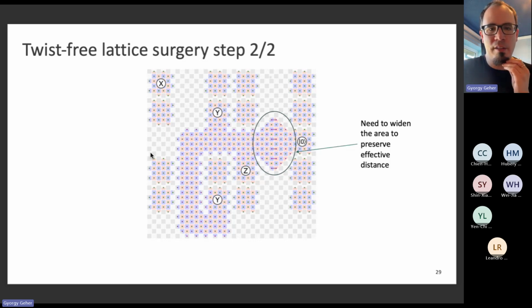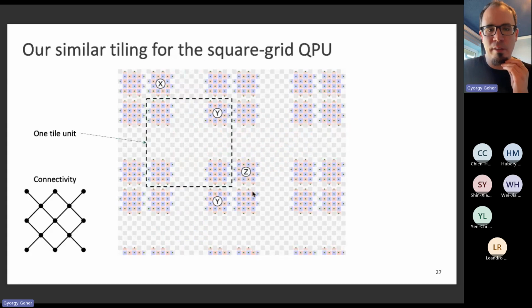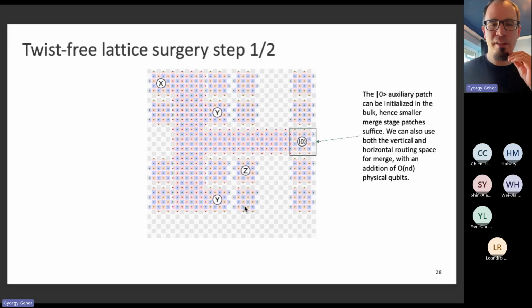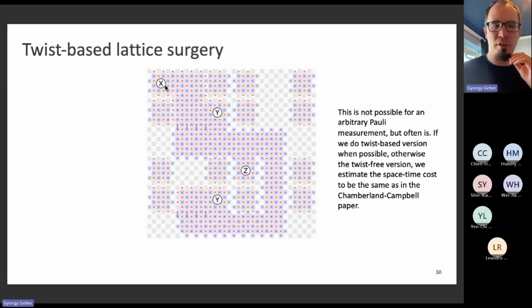But this measurement can also be performed with just 1 round of lattice surgery in this case, which is not always the case for an arbitrary Pauli measurement with the annotated planar code. But for this specific one, which was the example from the Chamberlain-Campbell paper, it is the case that we can do just twist-based lattice surgery.